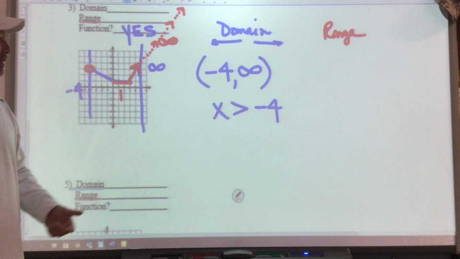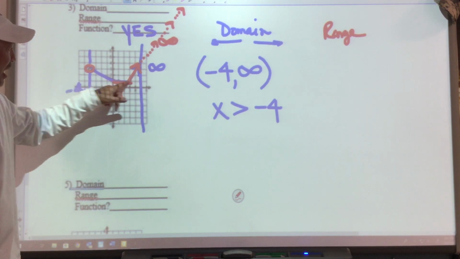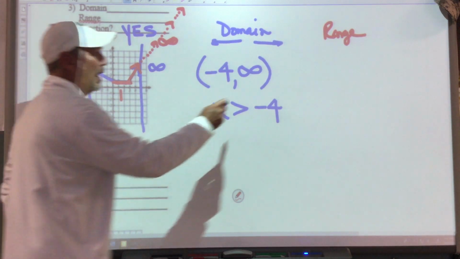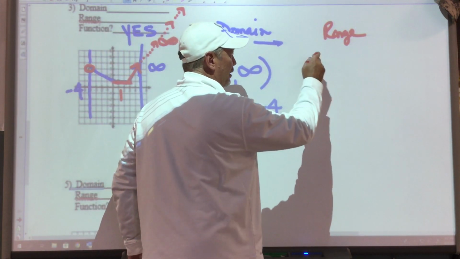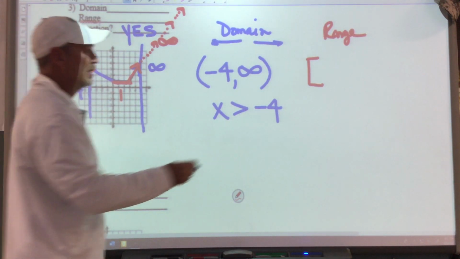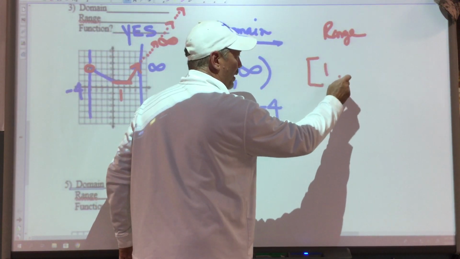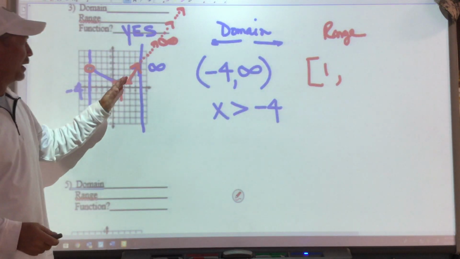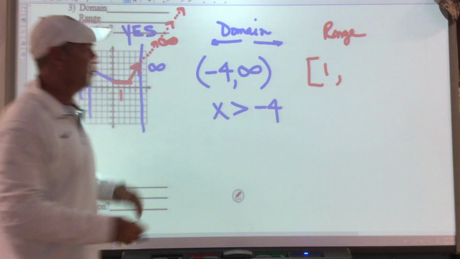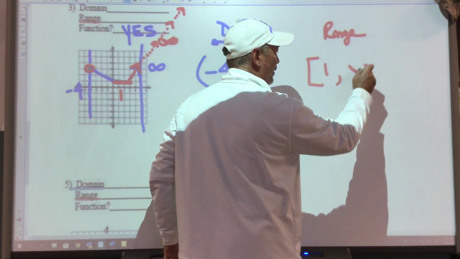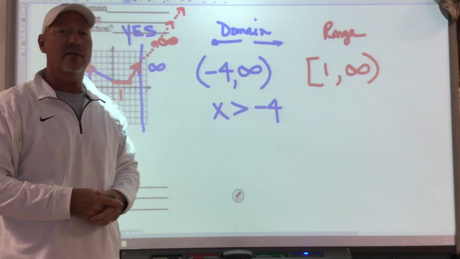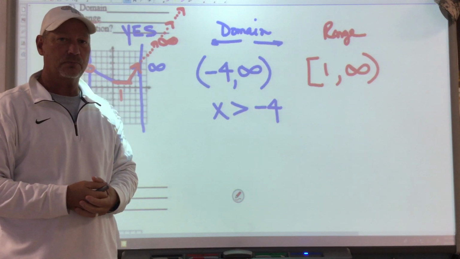So what does my range say? I actually make contact at 1, so I get a hard bracket because my graph touches that line. So we touch at 1. How high do I go? I do not stop here. I keep going up, so you would say I go up to infinity. That would be my range in interval notation.